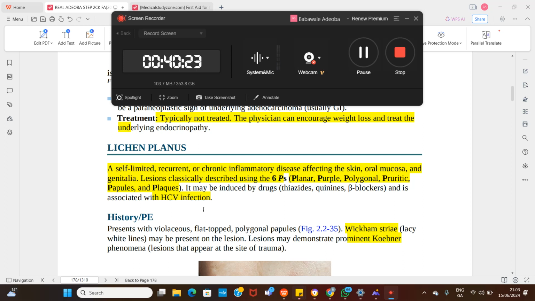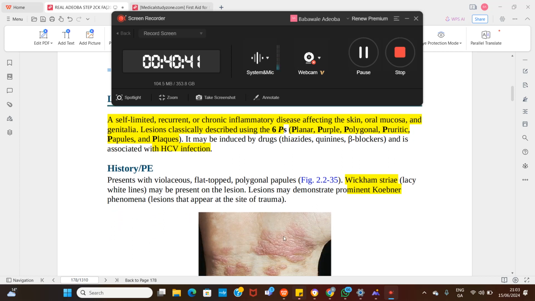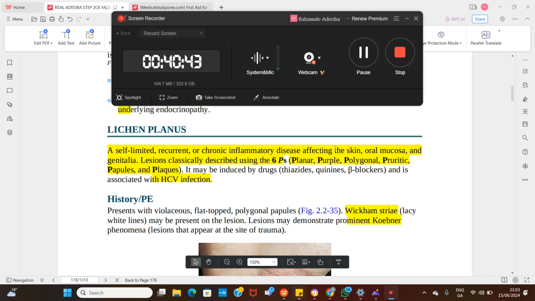And you must always remember the six P's of lichen planus. In fact, by the time you are reading the question stem, you have already picked your six P's, your three or four P's, and you have made your diagnosis. And what are the P's? The planar, the nature of the lesion. So they appear flat. They have a flat top. They are violaceous. They have purple color.